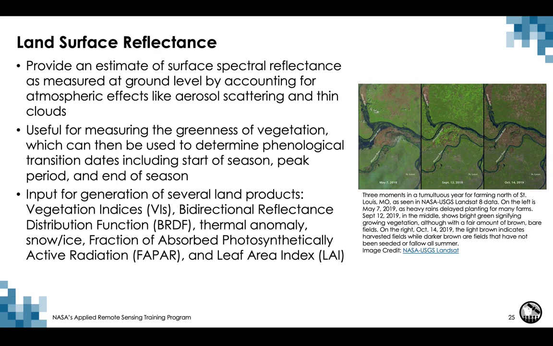Land surface reflectance is useful for measuring the greenness of vegetation, which can then be used to determine phenological transition dates, including start of season, peak of season, and end of season. Land surface reflectance is an input for generation of several land products, such as vegetation indices, bidirectional reflectance distribution function, thermal anomalies, snow and ice, fraction of absorbed photosynthetically active radiation, and leaf area index.